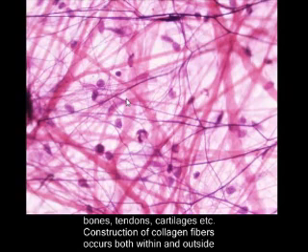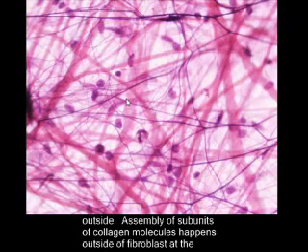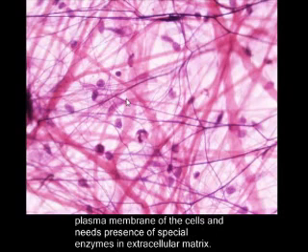Construction of collagen fiber occurs within and outside of the fibroblast. Assembly of subunits of collagen molecules happens outside of the fibroblast at the plasma membrane of the cells and needs the presence of special enzymes in the extracellular matrix.